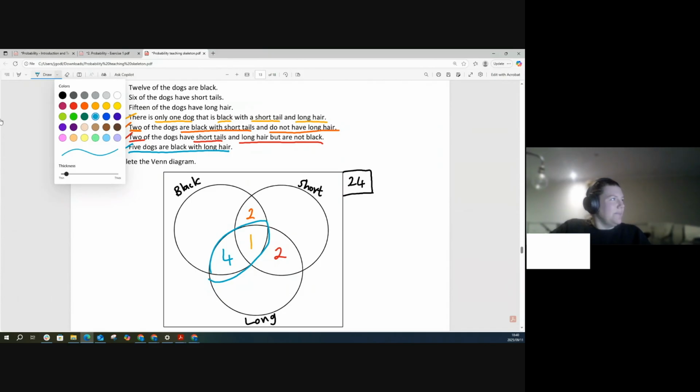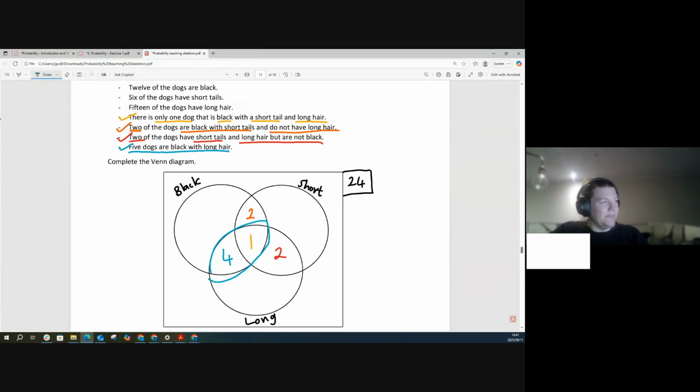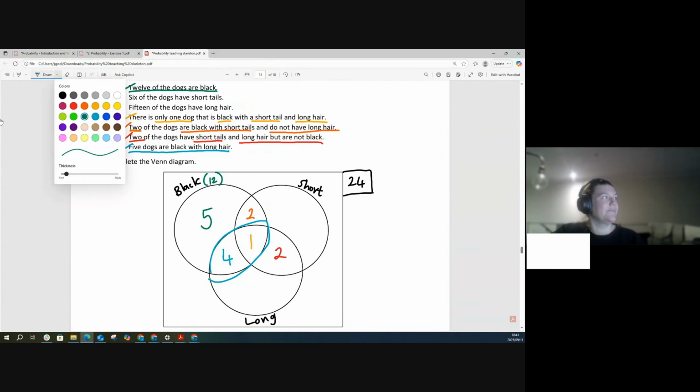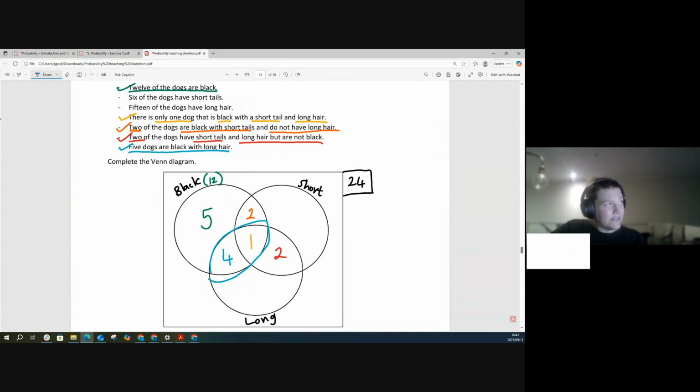Then we can start moving up a little bit. We've got 12 of the dogs are black. So that means in total, this needs to be 12. So I've got 4 plus 1, which is 5, plus 2, which is 7. So this is going to have to be 5 so that I land up with 12 in total for my black dogs. Then we have 6 of the dogs have short tails. So 2 plus 2 plus 1, which means that has to be a 1 because I have 6 that have short tails.